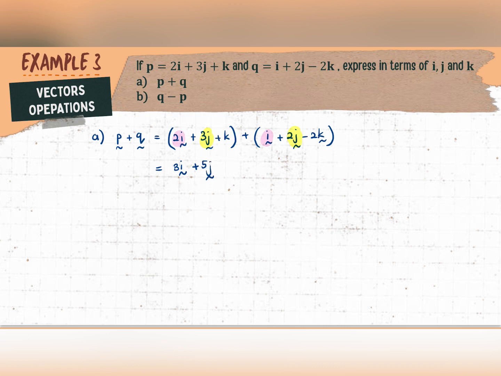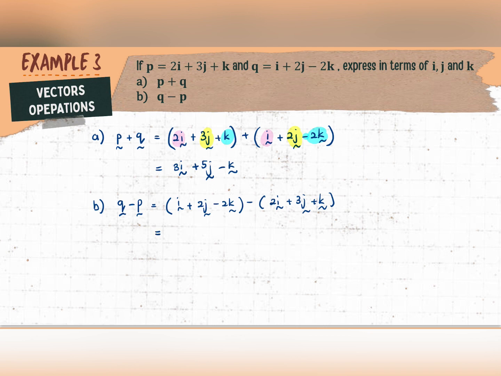And lastly, we have coefficient of k. So, 1 plus negative. Kita ada negative. 1 minus 2, we have negative k. Okay, senang je kan? And now, kita pergi kepada B. So, B, we have Q minus P. Okay, our Q adalah i plus 2j minus 2k minus with our P, 2i plus 3j plus k.